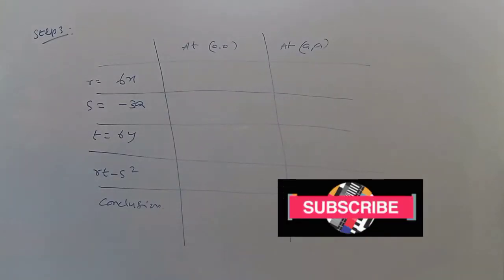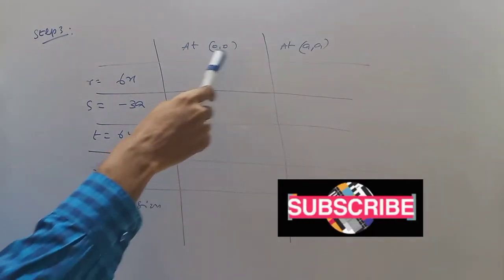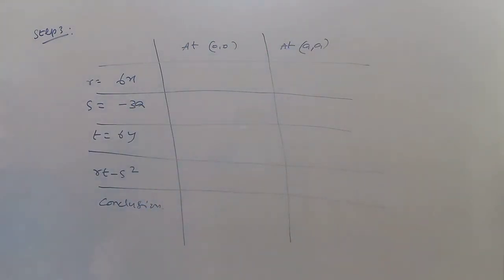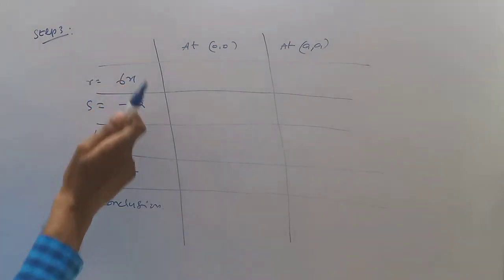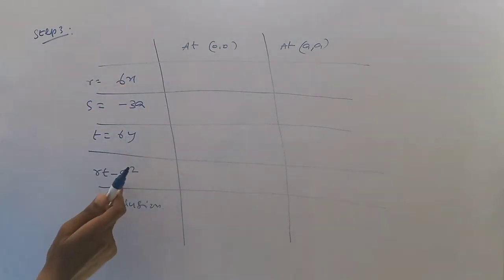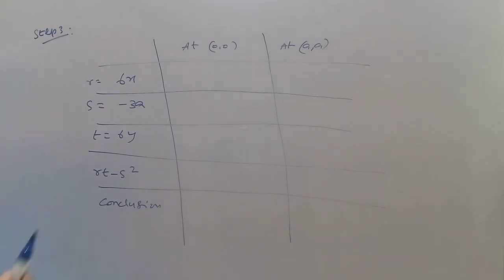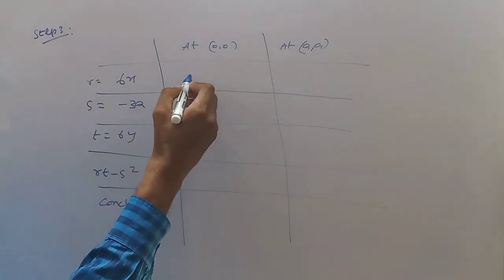Now, we have two stationary points. In these two stationary points, we have to check the conditions. So we have to calculate the r value, s value, t value, rt minus s square, and then the conclusion. At 0, 0, what is the r value?